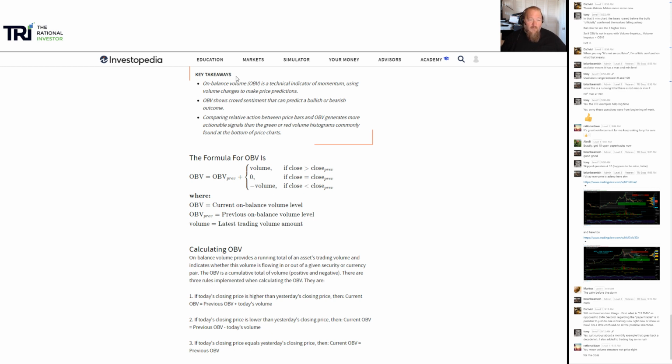So it's a raw volume amount, but it's not like a given OBV. It does not represent the volume on that day. It represents a combination of the previous day's volume and the current day's volume if you're looking at a daily chart.